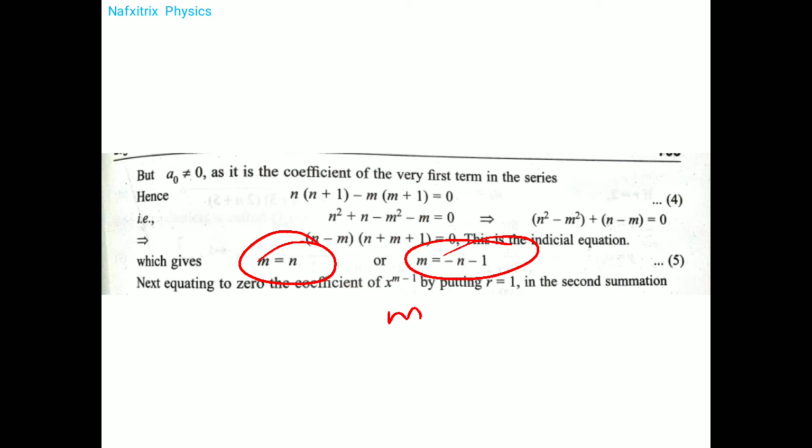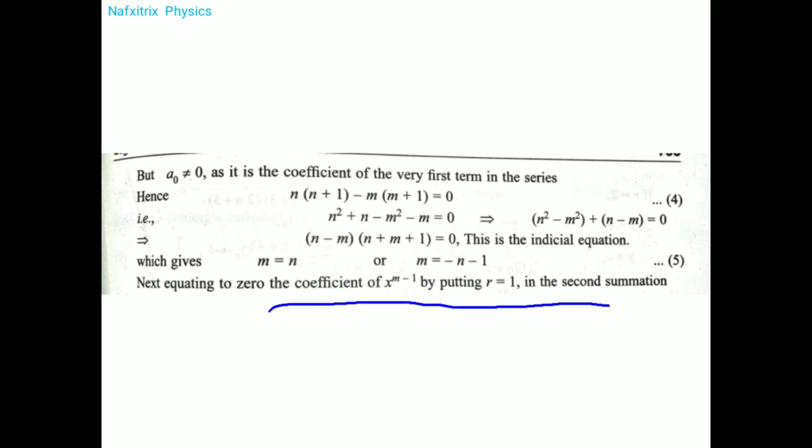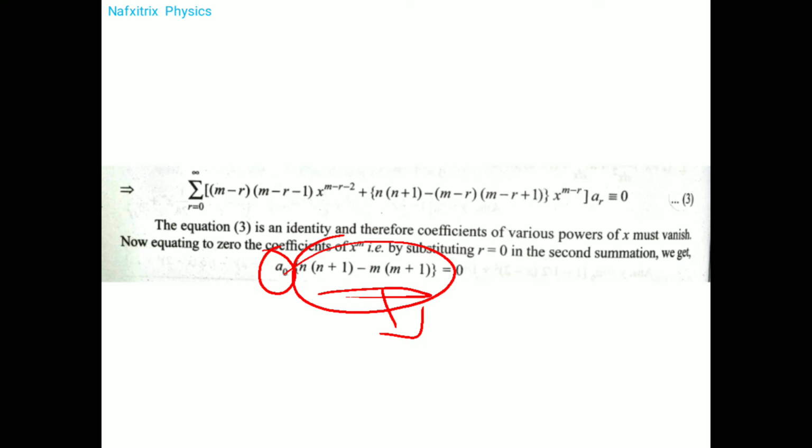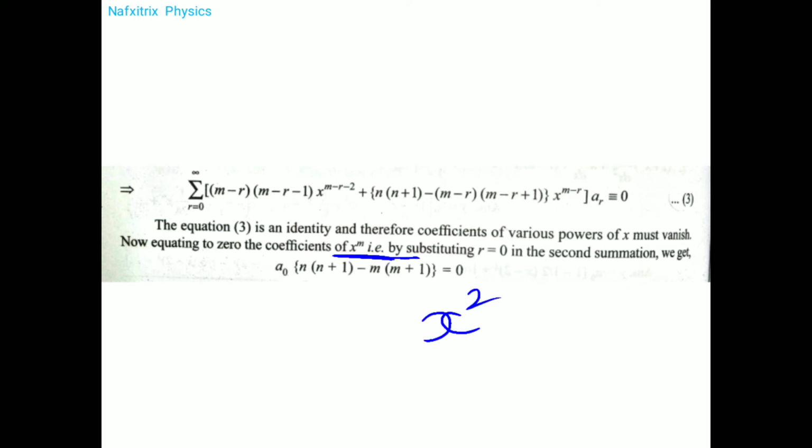And the next thing we need to do is equate to 0 the coefficient of x power m minus 1 by putting r equals 1 in the second summation. What we have done first is consider the coefficient of x power m, and now we are considering the coefficient of x power m minus 1. It is just like initially we considered the coefficient of x square, and now we are considering the coefficient of x power 2 minus 1, that is nothing but x power 1. So like that, we are considering.